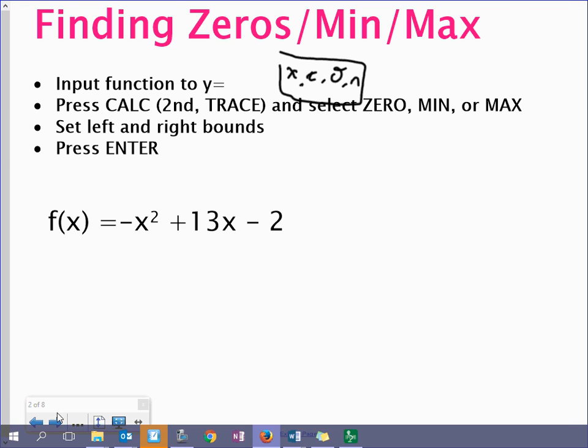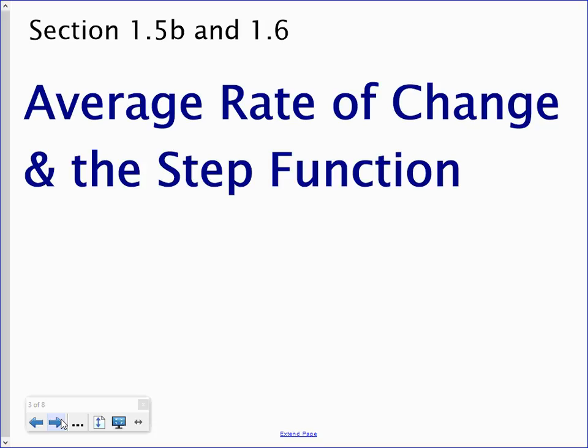Okay, so in your notebooks, we have 2 quick things we want to talk about. They won't take long, then we'll get started on our summer packet.